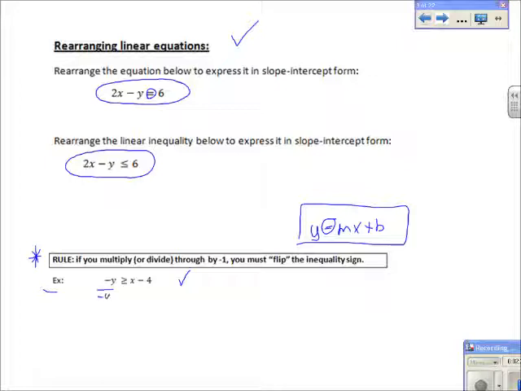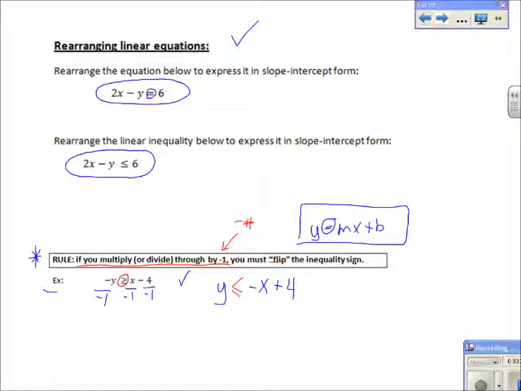If I divide by -1, I'm going to do that to everything. Anything I do to one side of an equation, or in this case an inequality, I have to do to everything. So I'm going to divide through by -1, and that's going to give me a positive y. Here's my rule: if you have to multiply or divide through by -1 or any negative number, then we must flip the inequality sign. So I need to turn this inequality sign the other way. I'm going to write that now as y is less than or equal to, and x divided by -1 is -1x, and -4 divided by -1 is +4. So there's my answer for that one.